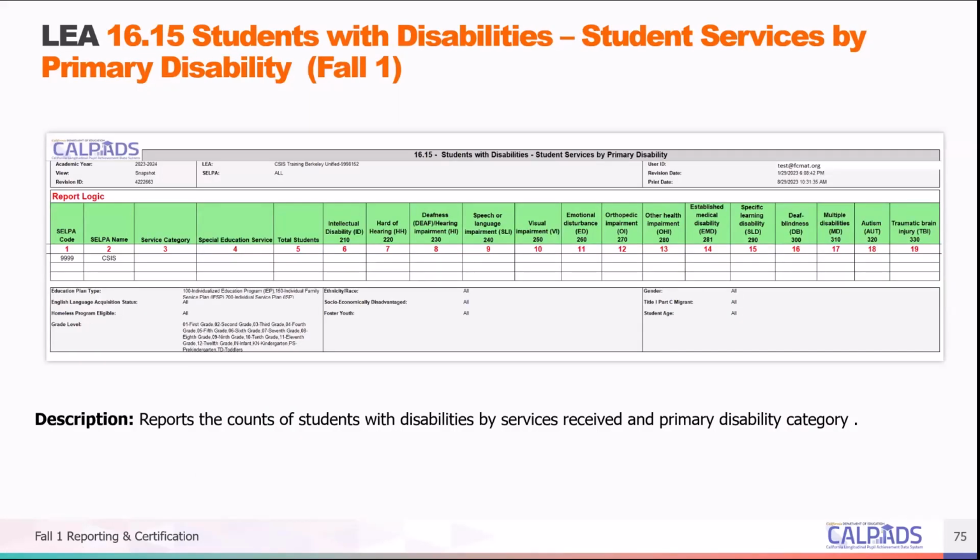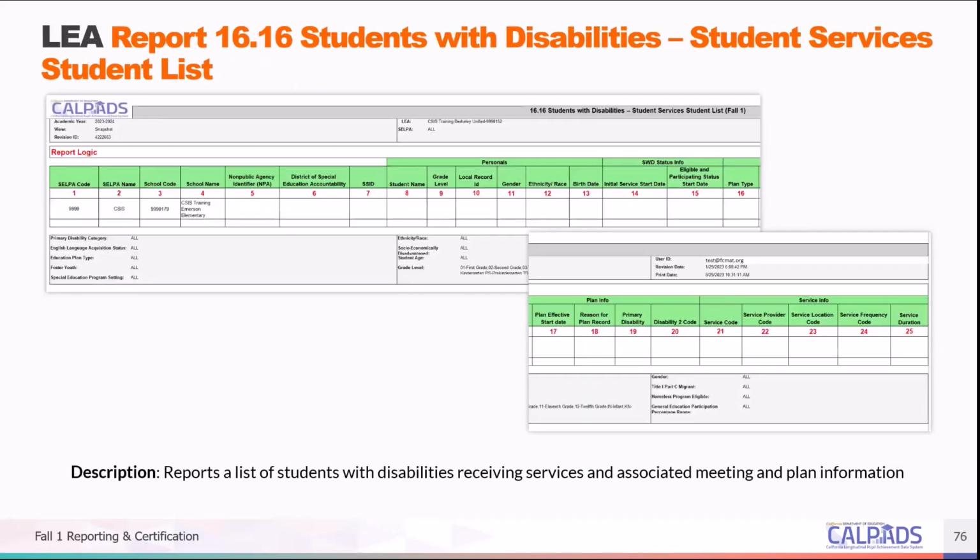And then we have report 16.15. This is not a report that you will certify for fall one, but student services are prescribed with their IEPs, ISPs, and IFSPs, and you can use this for monitoring purposes to make sure students are receiving the services that are prescribed in their special education plan types. And then report 16.16 is not a count of services, but the student list. It's the supporting report for 16.15.